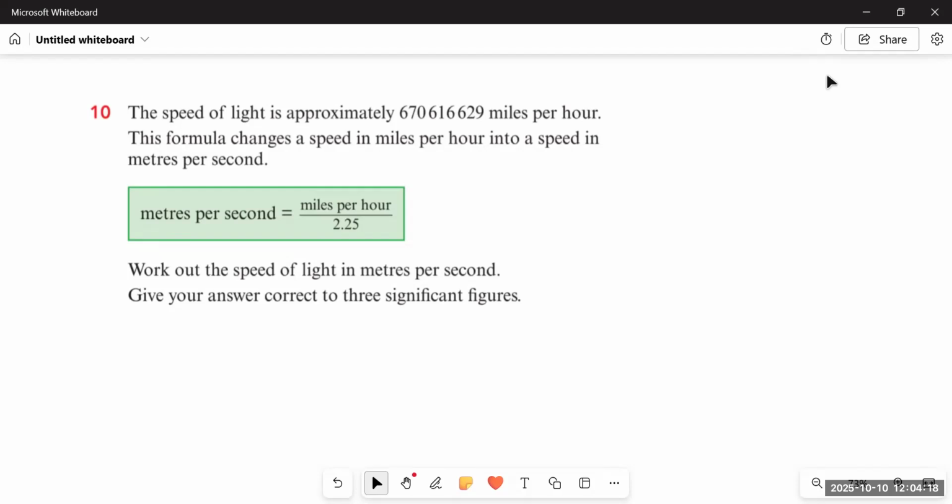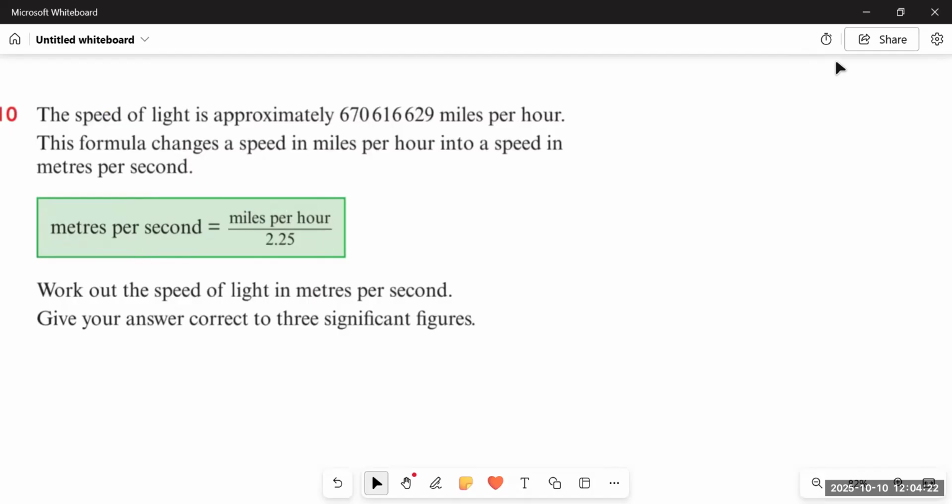Now let's do question number 10, which says the speed of light is approximately 670,606,629 miles per hour. So we have 9 digits overall. This formula changes speed in miles per hour into a speed in meters per second.